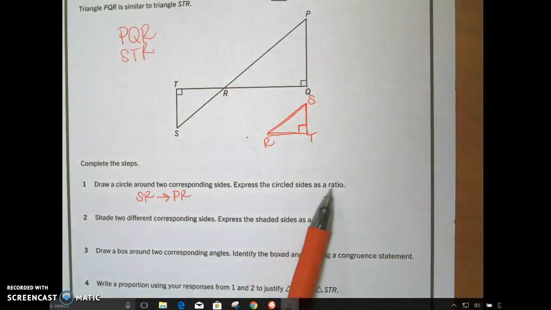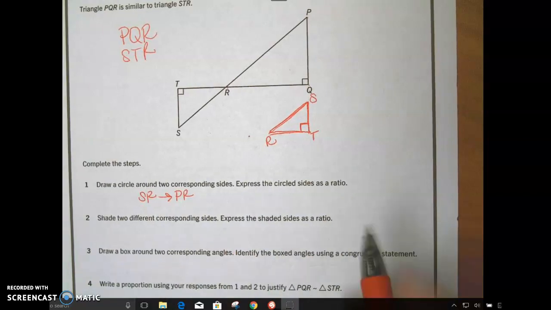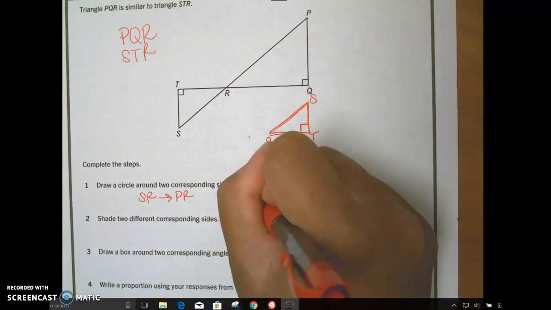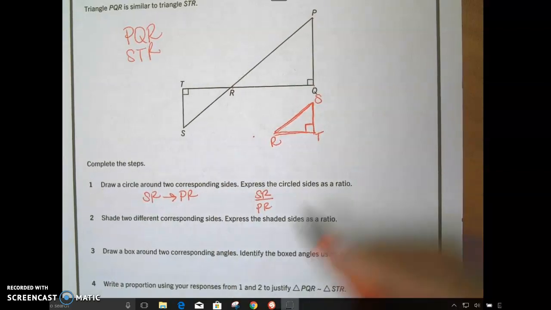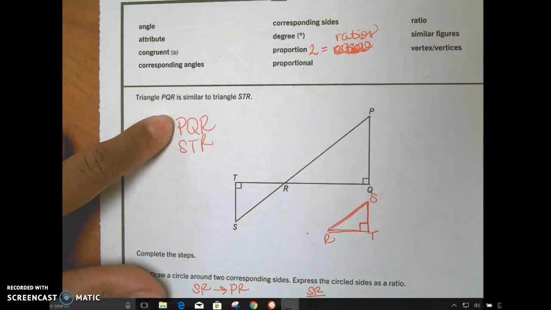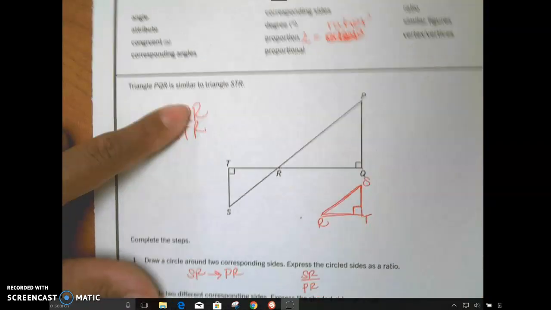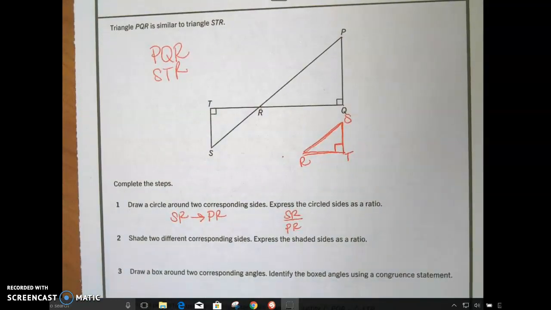Express the circled sides as a ratio. So that means one value to the other. SR over PR. Again, S matches P, R matches R. That's all there is to it right now. This is not rocket science, I promise.